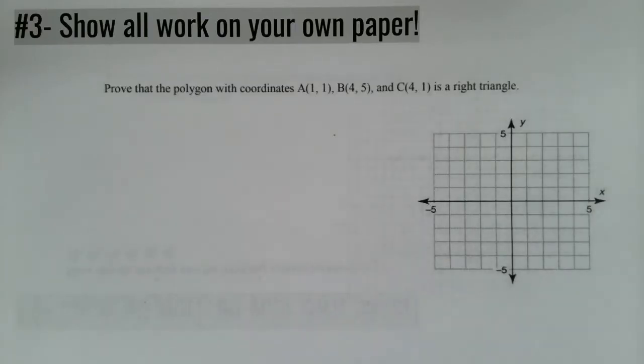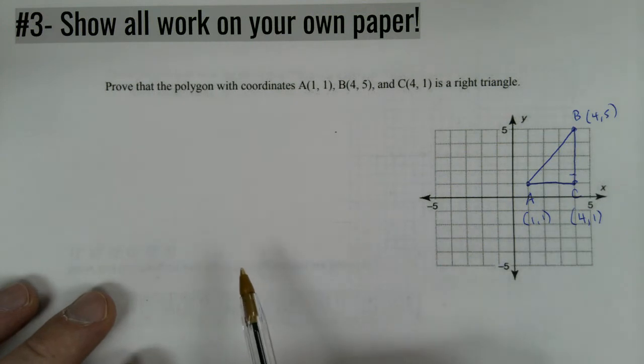Prove that the polygon with coordinates (1, 1), (4, 5), and (4, 1) is a right triangle. So step 1, I want you to go ahead right now and plot your points. And then try right now on your own to see if you can show it's a right triangle.